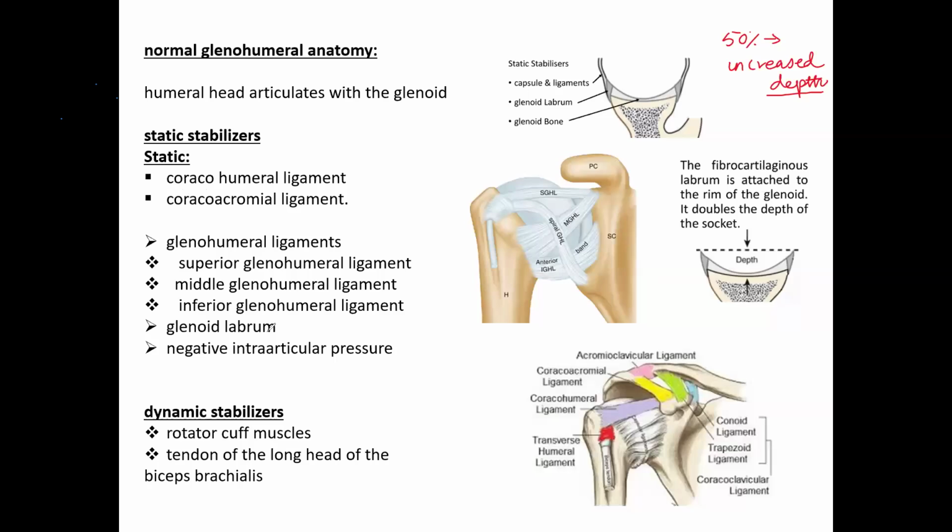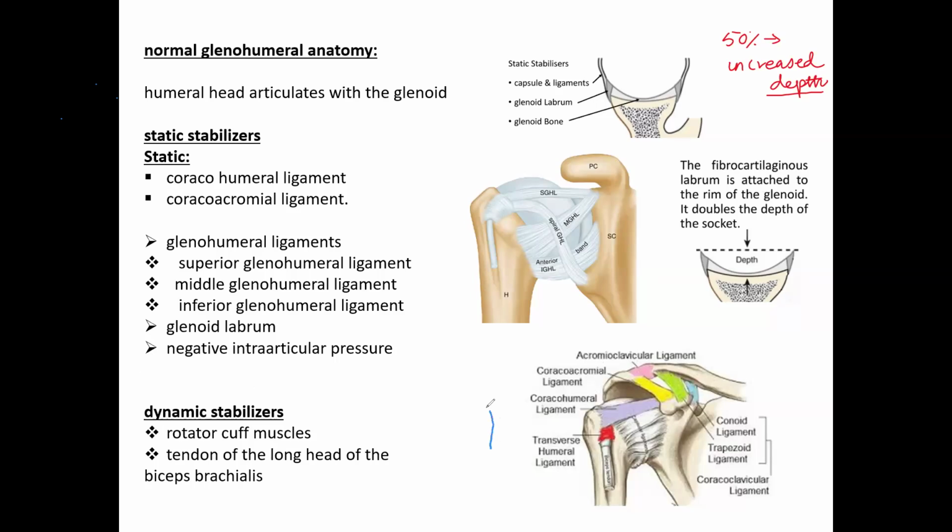Then the glenoid labrum, as I told you, increases the depth by 50%. And there is negative pressure inside the joint, which also gives stability. Then we have dynamic stabilizers. In the last class, we finished with the rotator cuff injury. So, the rotator cuff anteriorly, let's see how the rotator cuff is.